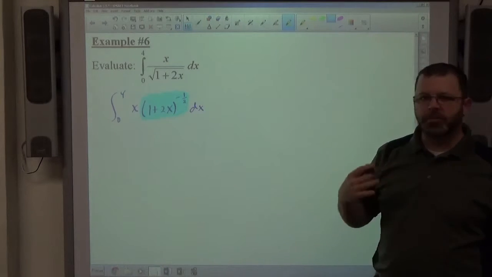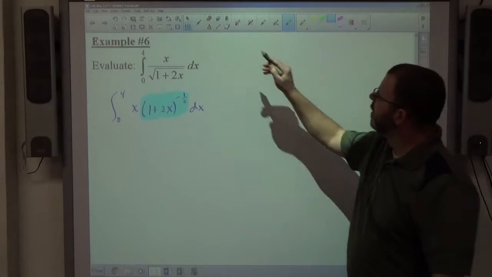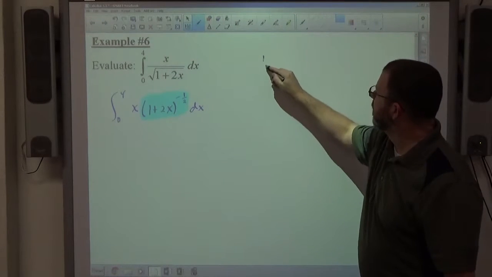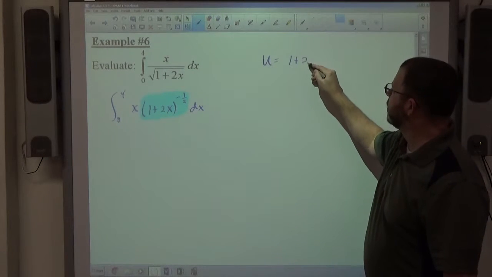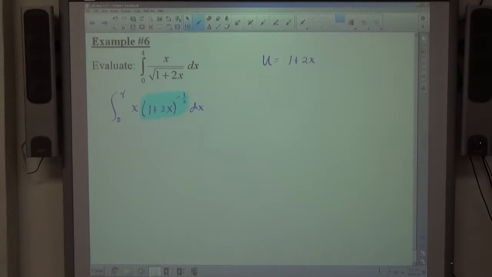And in general, if you're looking at one of these and you see a power structure, something raised to a power, that's probably going to be the argument type. It's going to be a function that's a power, and the argument is going to be whatever the base of that power is. So if I start off there saying that u is equal to 1 plus 2x, and it's a power function, the base of that power is going to be u.